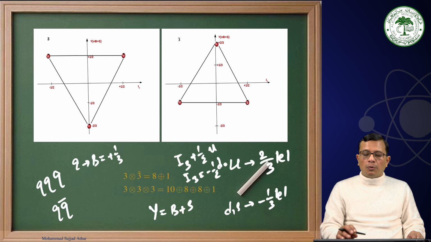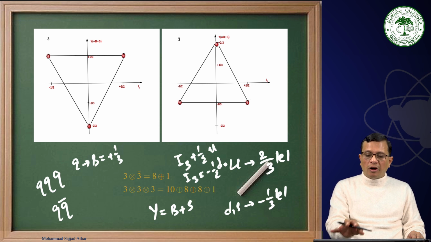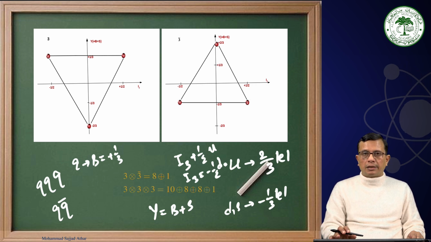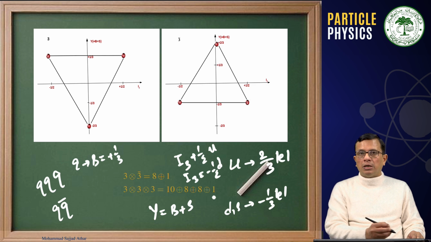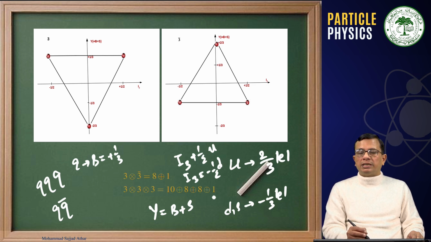And using this, they found out, and we will do it in one of the classes, that if we repeat this operation for 3 cross 3 cross 3, then we will get a decuplet, 2 octets and 1 singlet. And we will see how the decuplet which I have shown for the deltas, and then here for the proton, neutron, etc., we can generate with this concept of 3 quarks inside the baryons and a quark anti-quark pair inside the meson.